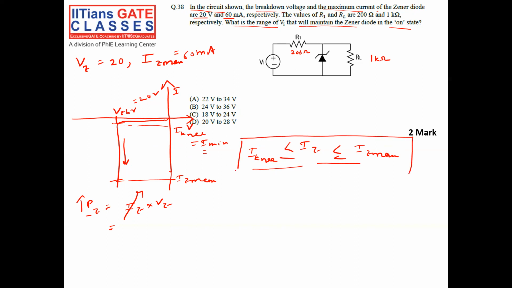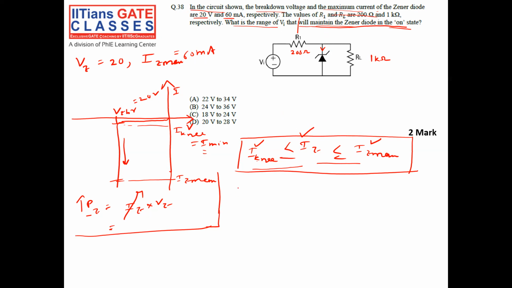The key for the diode to remain on is that the current in the Zener must be more than Imin and less than Iz maximum. This is what it is telling in a sentence. To maintain the diode in the on condition, I have to maintain the current in the Zener between Imin and Iz maximum. Okay, so now let us solve the question.